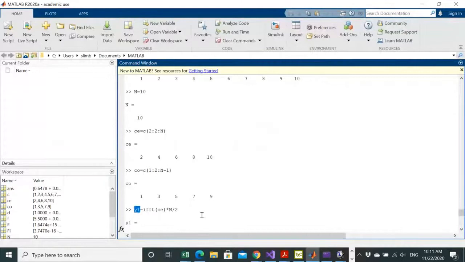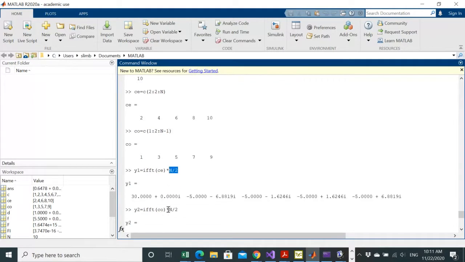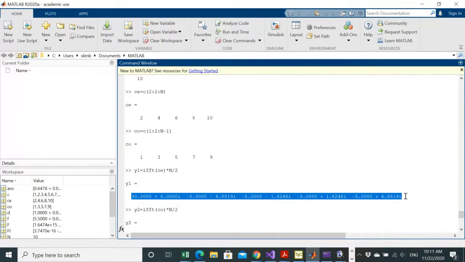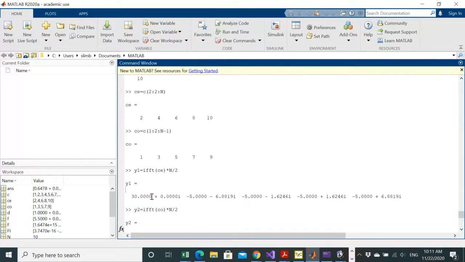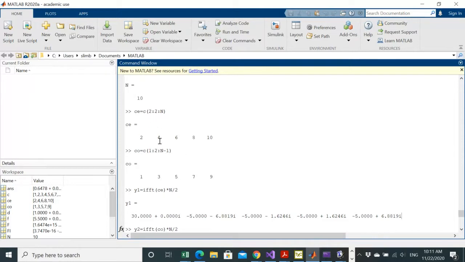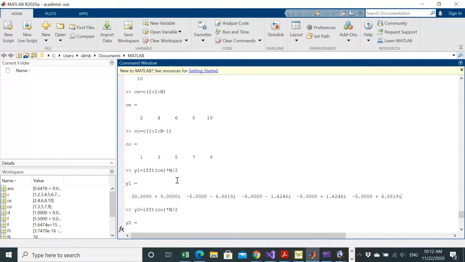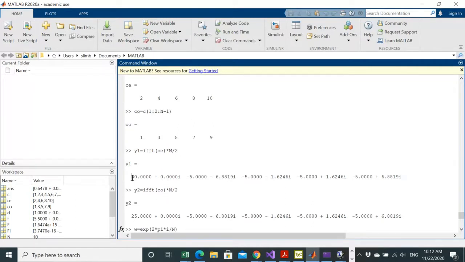Here I called it y1, which applies the inverse fast Fourier transform to CE, the even C's, multiplied by n over 2, of course. So here you can see that I obtained y1. Got it? You see now, it's not a vector of size 10, but a vector of size 5, 1 by 5, because I've taken 5 components in CE and multiplied by 5. So it's just y prime here.